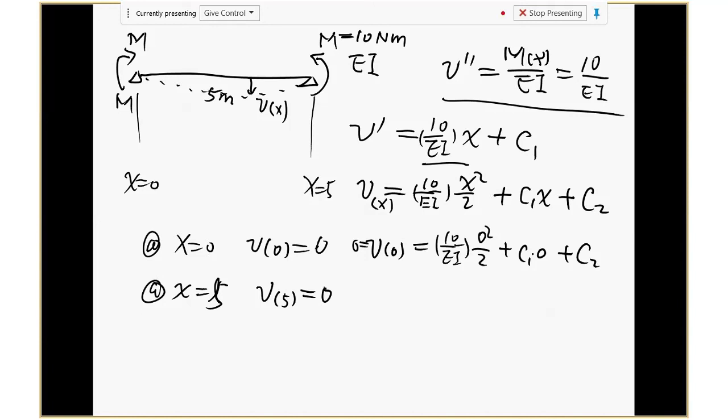I just plug x equals 0 in there. Okay, what does this one give me? You get C2 equal to 0, right? Okay, so we know this will be 0.